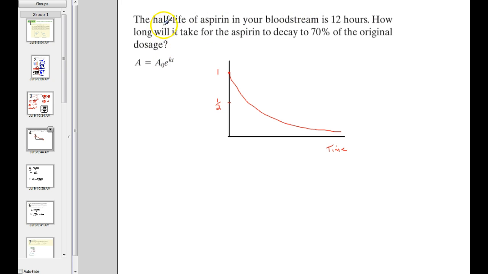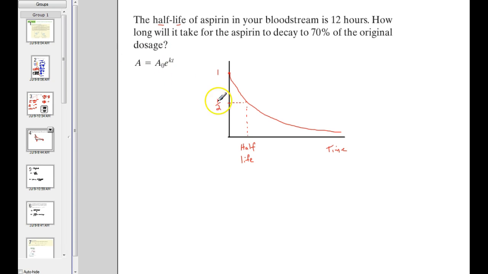This is part 2 of your notes for section 3.5, and what we're going to start talking about here is something called half-life. Half-life is how long it takes something to get from what it started with down to half of what it started with. So it starts at 1, it gets down to half in this amount of time. This time right here is the half-life.